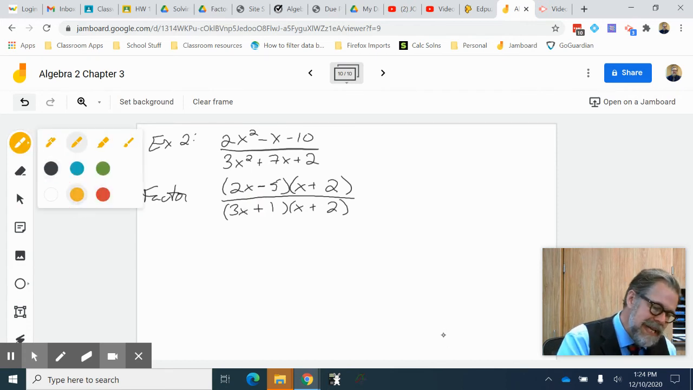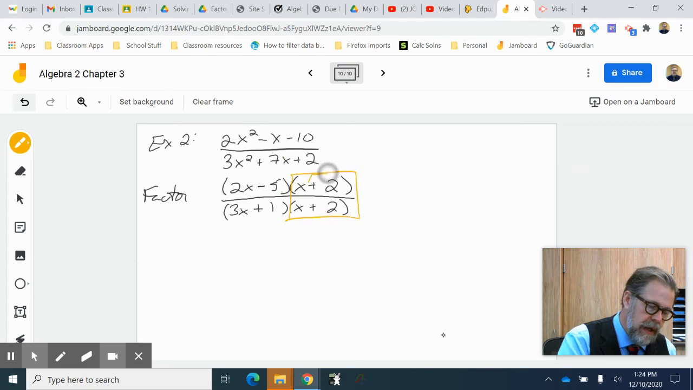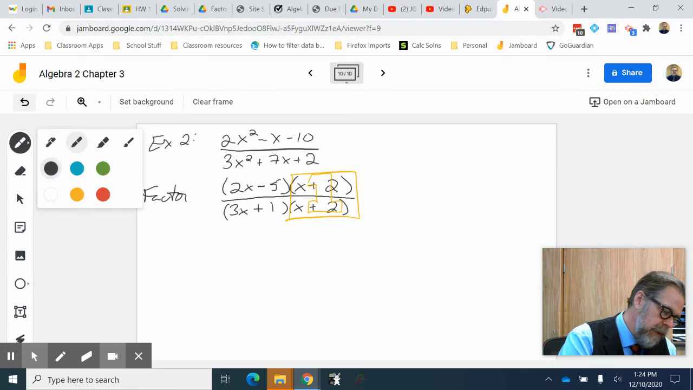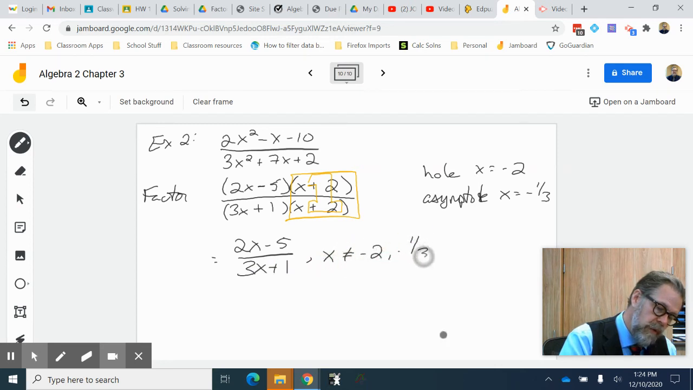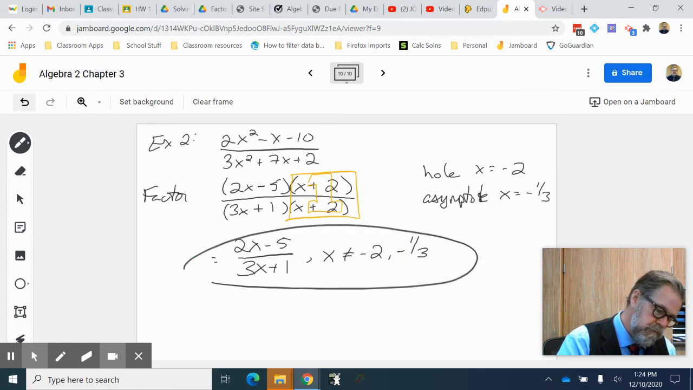And immediately, again, what do I notice? Hey, look at that. I've got a big giant 1 right there, which means I have a hole at x equals negative 2. And looking at the other term, I've got an asymptote at x equals negative 1/3. And this simplifies to 2x minus 5 over 3x plus 1, so long as x is not equal to negative 2 or negative 1/3. All right.